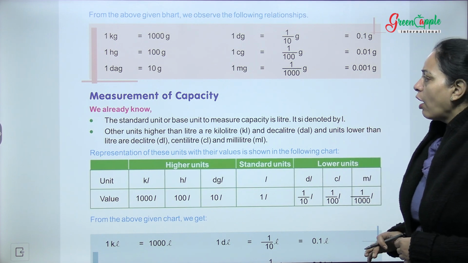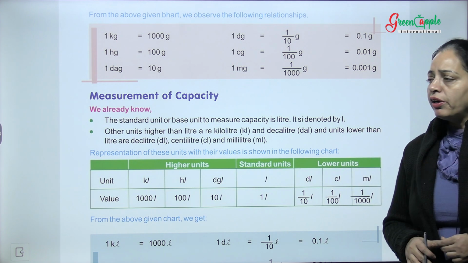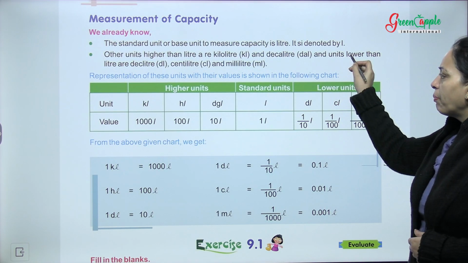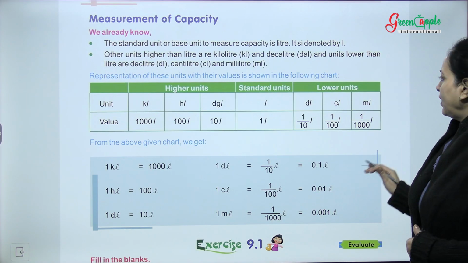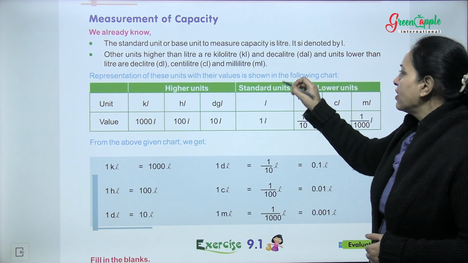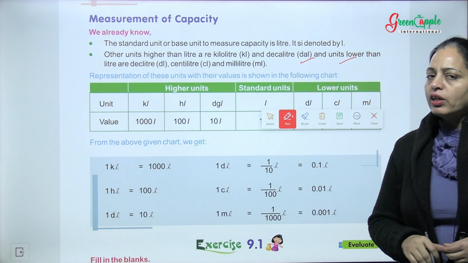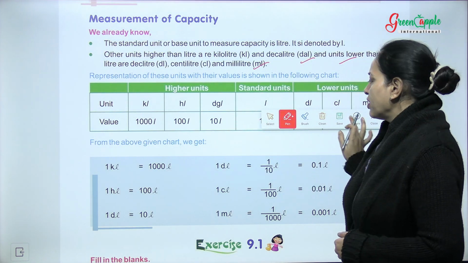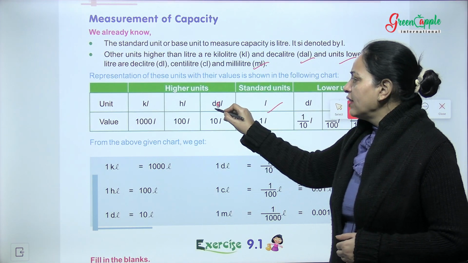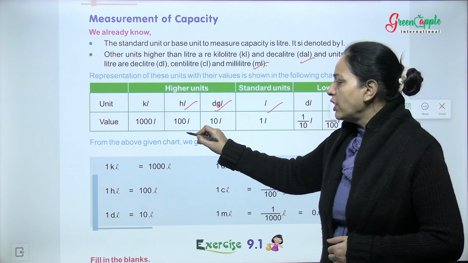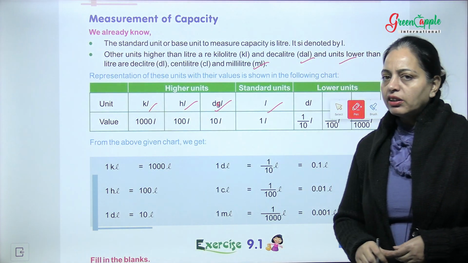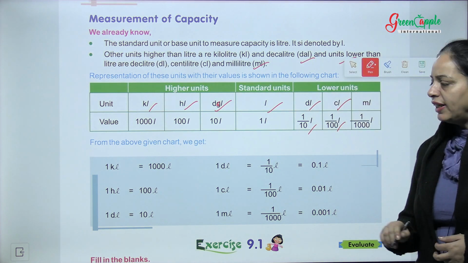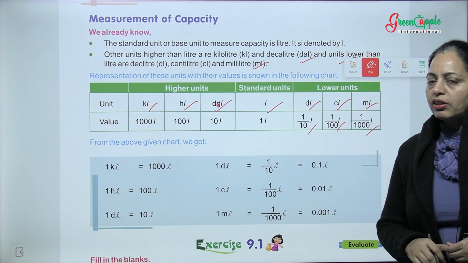So like this. Now measurement of capacity. We already know the standard unit or base unit to measure capacity is liter. It is denoted by L. Other units higher than liter: kiloliter, hectoliter and decaliter, and units lower than liter are deciliter, centiliter and milliliter. So how can we write it? This is the standard unit liter, this is decaliter, 10 liter, hectoliter, 100 liter, kiloliter, 1000 liter, deciliter 1 by 10 liter, centiliter 1 by 100 liter and milliliter 1 by 1000 liter.